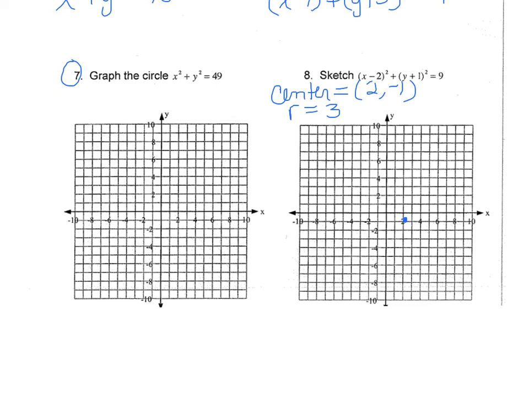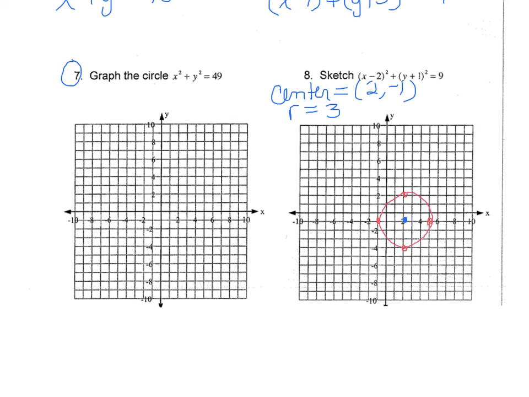So we're going to count up 3, and I'll do it in a different color so you can see it a little clearer. So we've got 1, 2, 3, there's a point. To the right 3, 1, 2, 3, there's a point. Down 3, 1, 2, 3, there's a point. And left 3, 1, 2, 3, there's a point. And then what you do is you connect your outermost points.